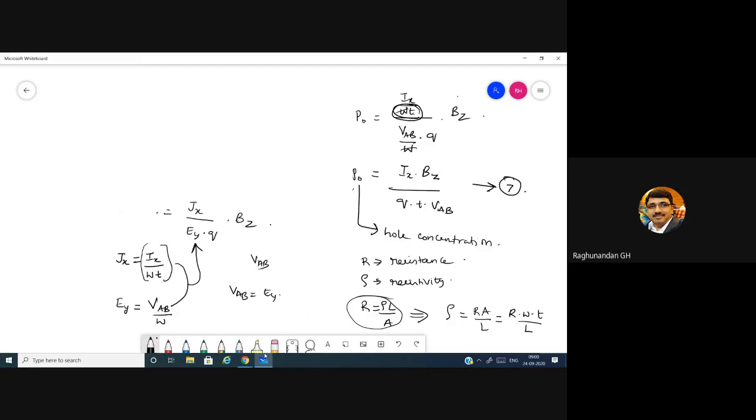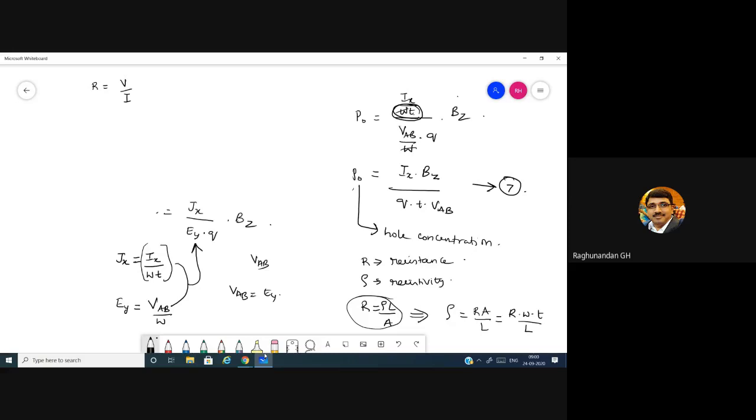Now, according to Ohm's law, how can you write the resistance in terms of voltage and current? V by I, sir. V by I. Which V? Which I? VH by I? Vx is velocity. We are talking about voltage. So VAB by I? No.